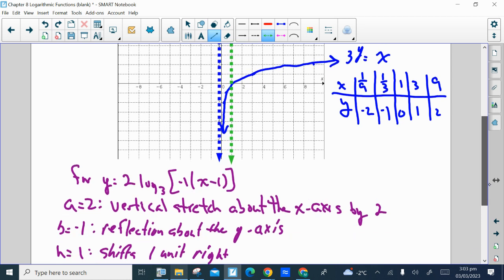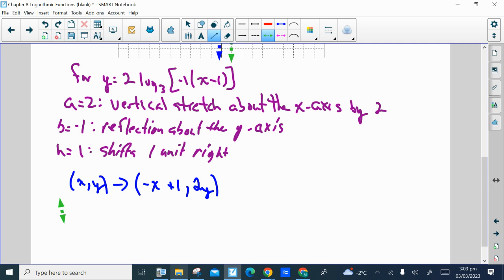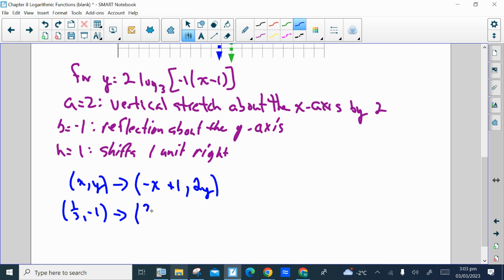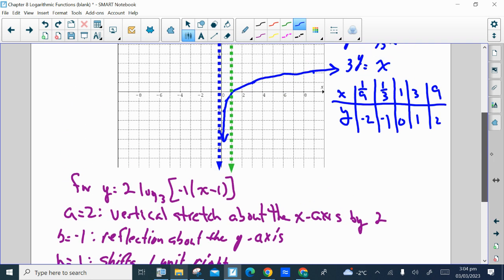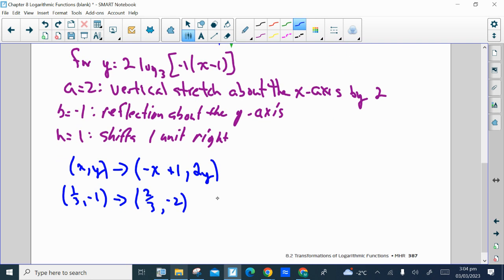And I'll start with the point 1/3 comma negative 1. So our x of 1/3 is multiplied by negative 1. They become negative 1/3. Plus 1 would be 2/3. And the y value is multiplied by 2. So there's the new point. 1 comma 0. You're going to multiply the x value by negative 1. It'll become negative 1. Plus 0 is 0. And when you multiply the y value of 0 by 2, it stays 0.